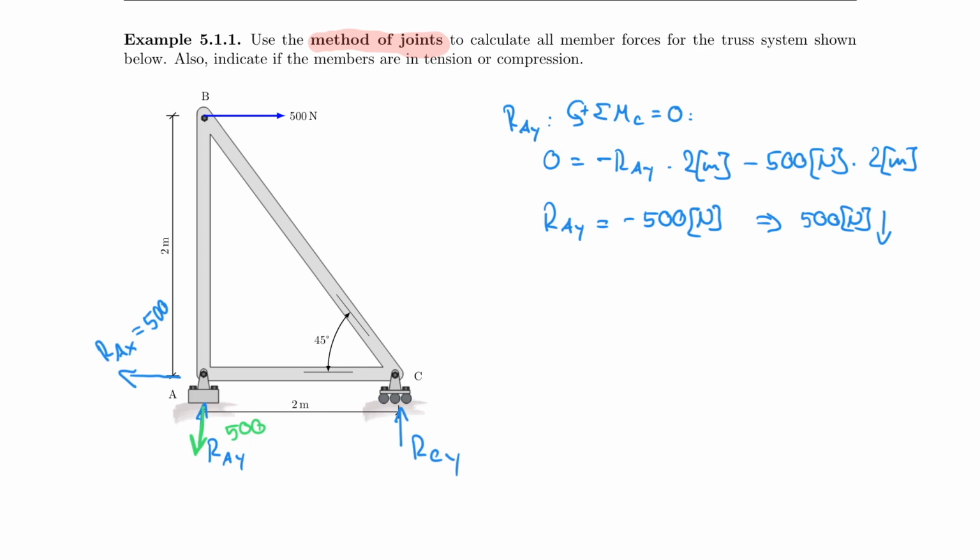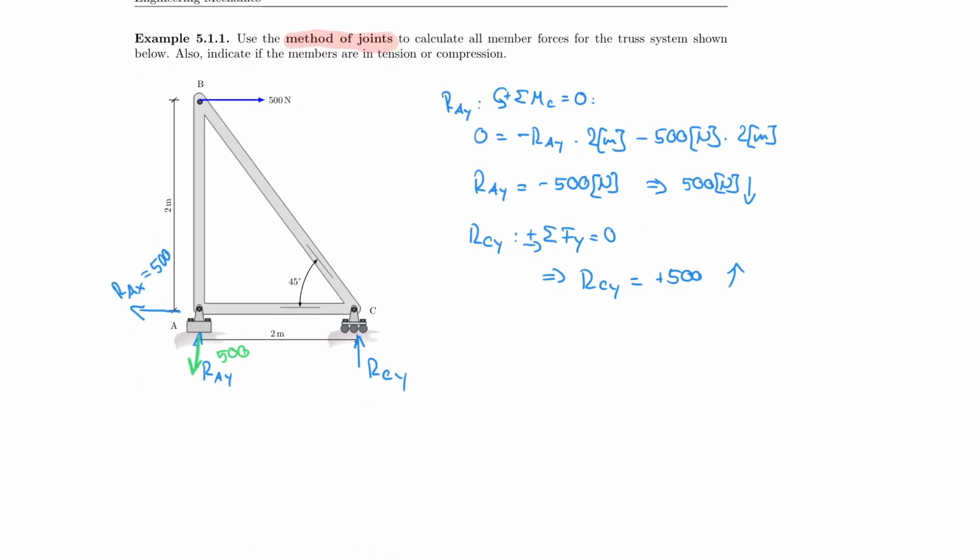So now, simple enough, I can find RCY, in this case by using the sum of the forces in the y direction being equal to 0, and therefore RCY is equal to 500 plus 500 in the upwards direction. Why is that? Because the only vertical forces are these two and they have to balance each other. Therefore, RCY must be opposite to RAY. So now I have all my support reactions and I can move on to following my method of joints.